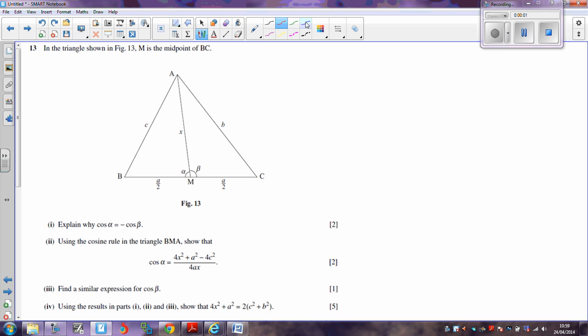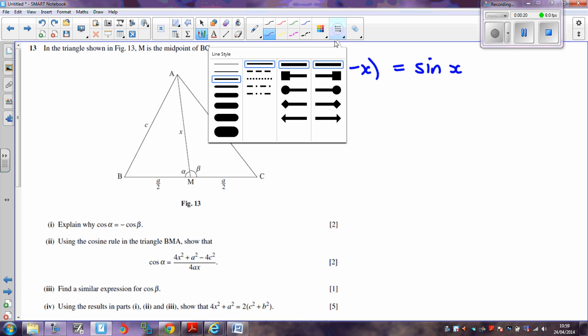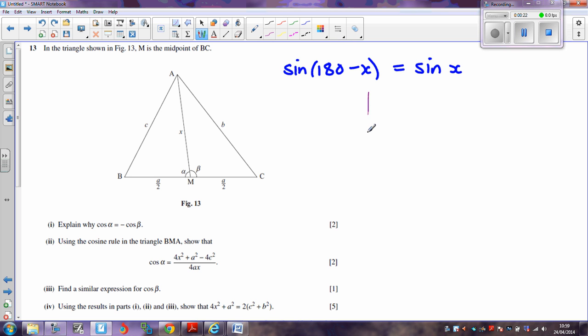Okay, to do the first part of this question, you need to know a couple of important facts about sines and cosines, particularly related to 180 degrees. Now, you should know that sine of 180 minus x is exactly the same as sine x. And it's easy to show that diagrammatically by thinking about the graph of sine.